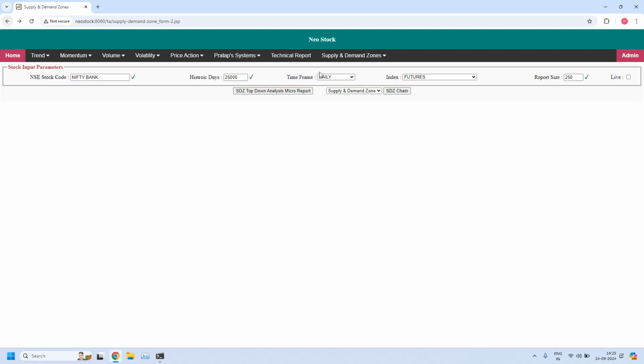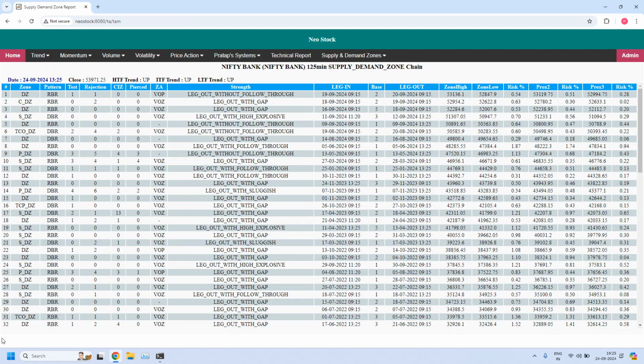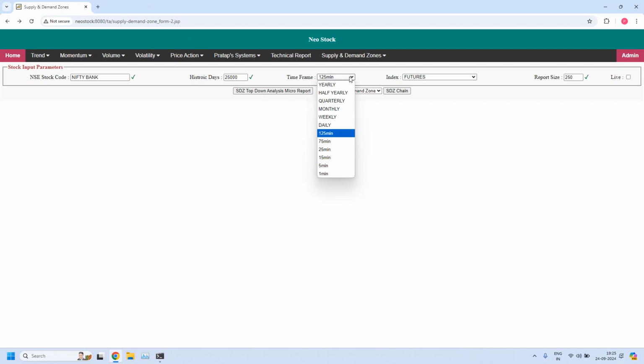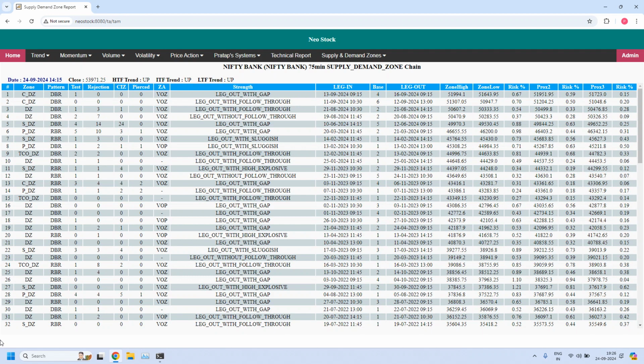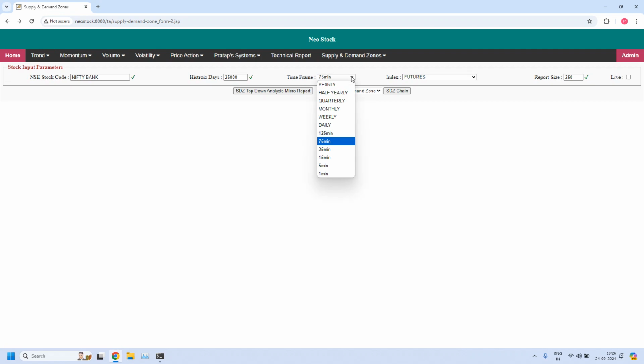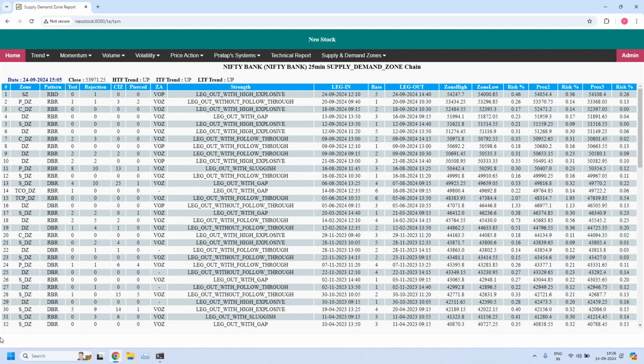The next time frame is 125 minutes, generating 125 minute supply demand zone chain for Bank Nifty. The next time frame is 75 minutes. I'm generating 75 minute supply demand zone chain for Bank Nifty. The next time frame is 25 minutes, generating 25 minute supply demand zone chain for Bank Nifty.